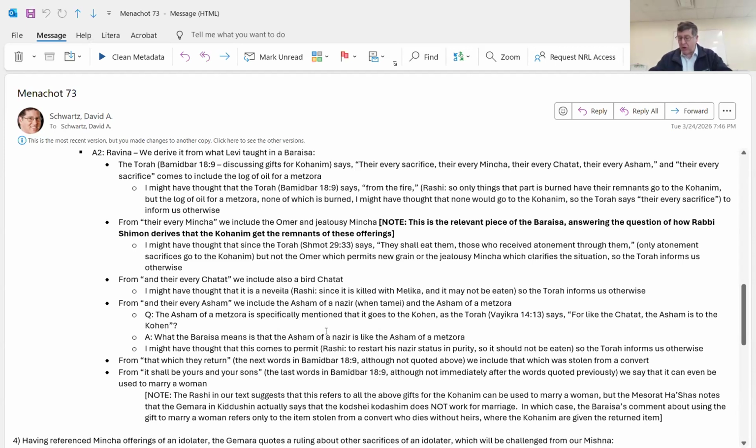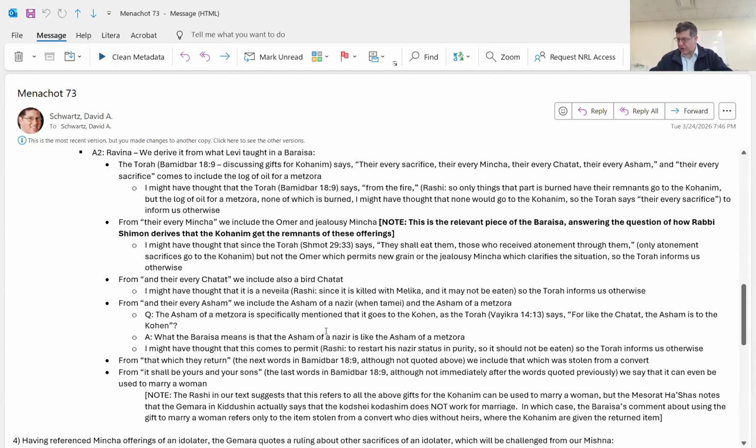So now, what would I have thought? Why would I think that they wouldn't get it? Because the Torah says, as part of the gift, that some of the gifts are because they are going to eat them, those who received atonement through them, meaning that the Kohanim get to eat what they offer that provides atonement for others. But when it comes to other kinds of offerings, like the omer, it's not coming to create atonement. It's coming to permit. It permits the eating of the new grain.